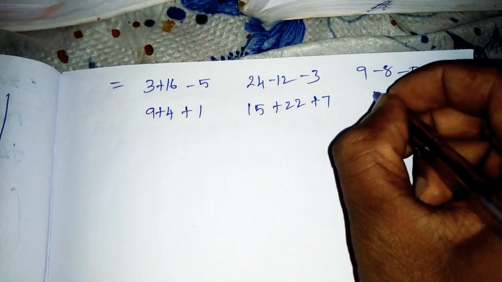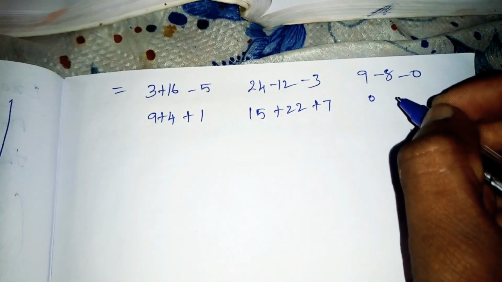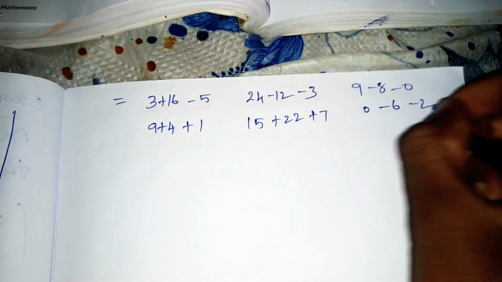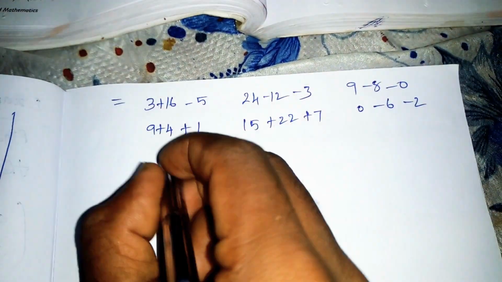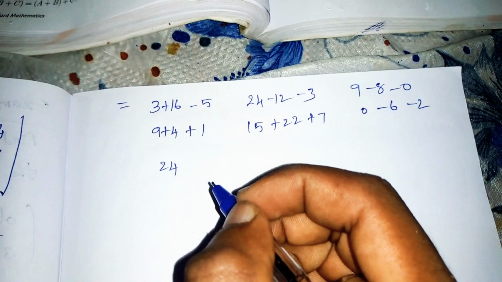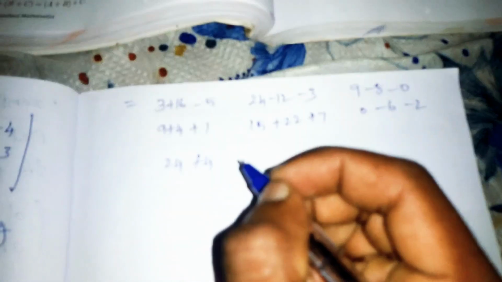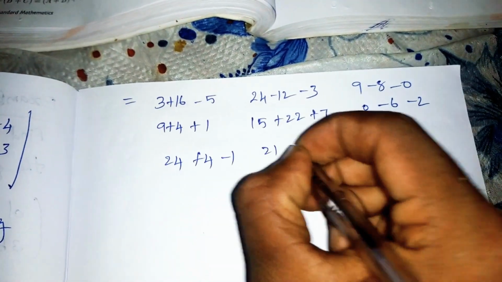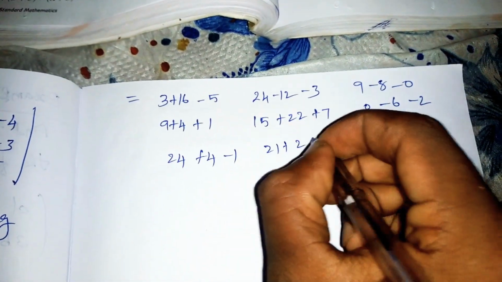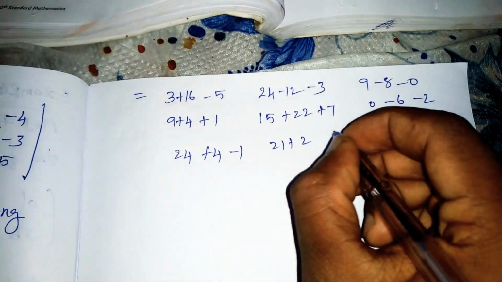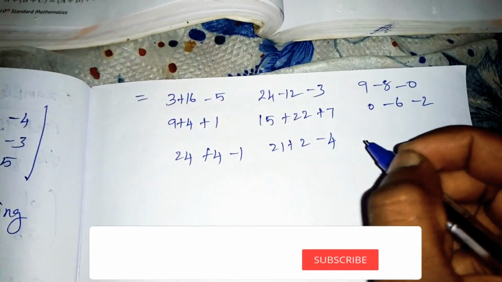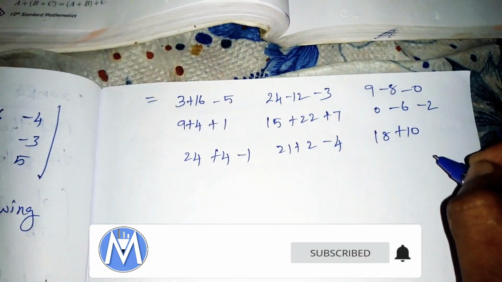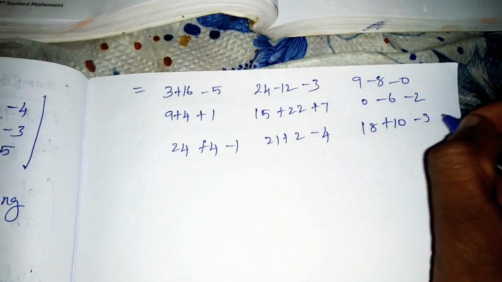Third element 0 minus 6, again minus 2. Again, next element 24 plus 4, again minus 1. Again 21 plus 2, again minus 4. Last one, 18 plus 10 minus 3.